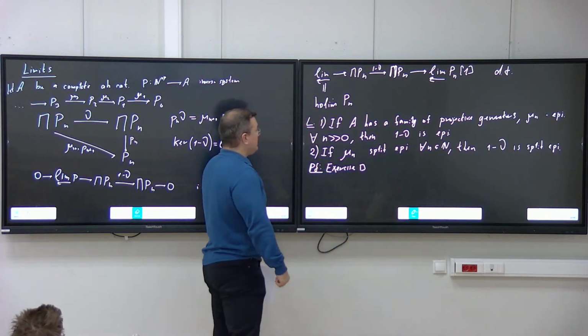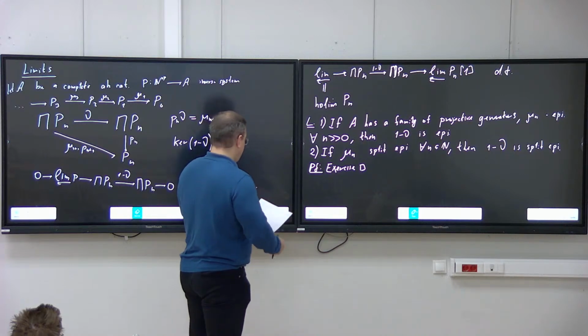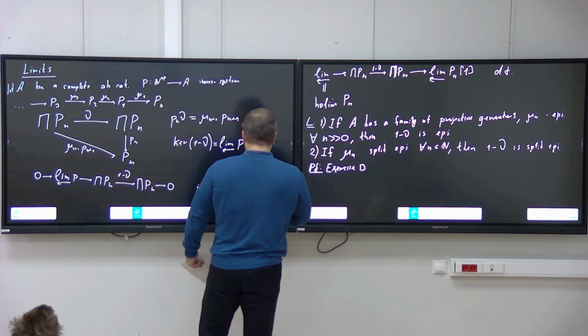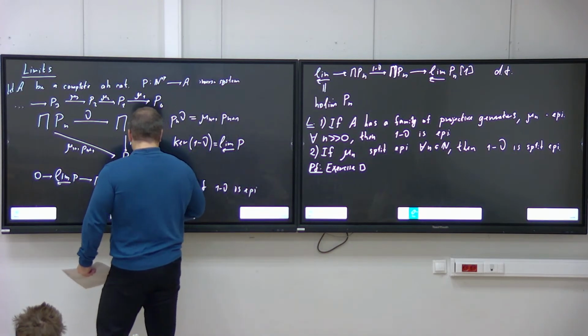As you can notice, this is just a statement for an abelian category, and I want a statement for the category of complexes. So I need to restate this.